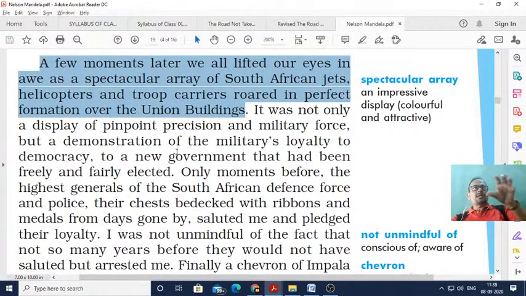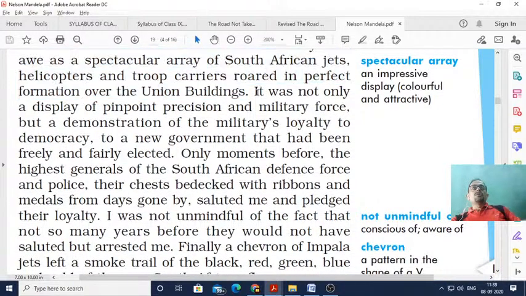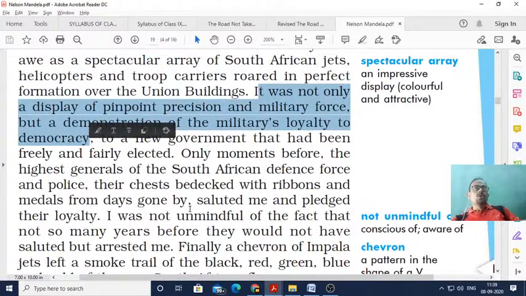And similar sights were visible in the ceremony here. It was not only a display of pinpoint precision and military force, but a demonstration of the military's loyalty to democracy. So it shows the military's loyalty also to democracy, because by flying all across, by hovering in the sky, they are also safeguarding the sovereignty, and showing their respect and honor to the newly formed democratic political setup in South Africa.